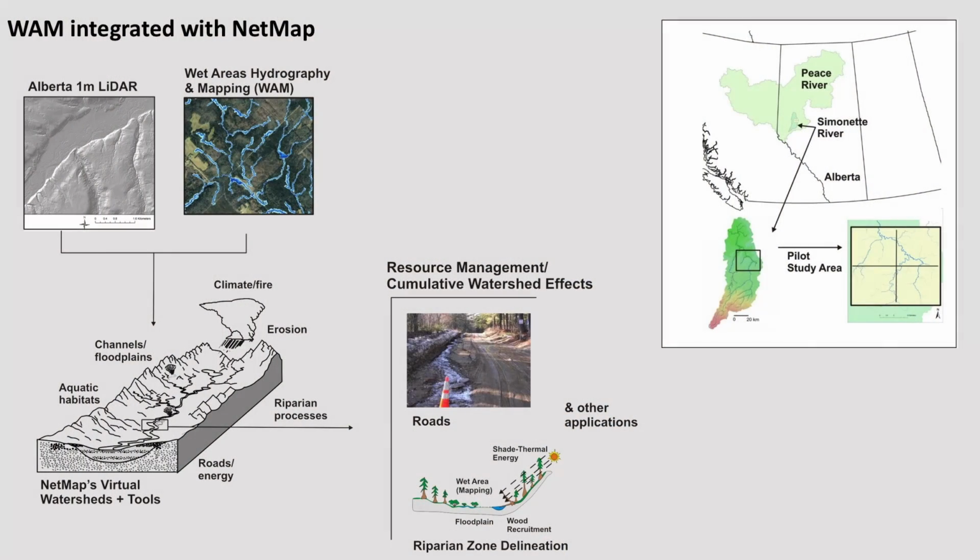We had a few projects in Alberta where we take the 1 meter LiDAR and the WAM and integrate it with what Dan was referring to as a virtual watershed. Our two focal points have been looking at the riparian zone and its delineation and various aspects of that, as well as roads. Dan just touched on that, and tomorrow at another workshop, we'll talk in more detail about the road analysis we've been working on, as well as things involved with wildfire, which is a hot topic in the US.